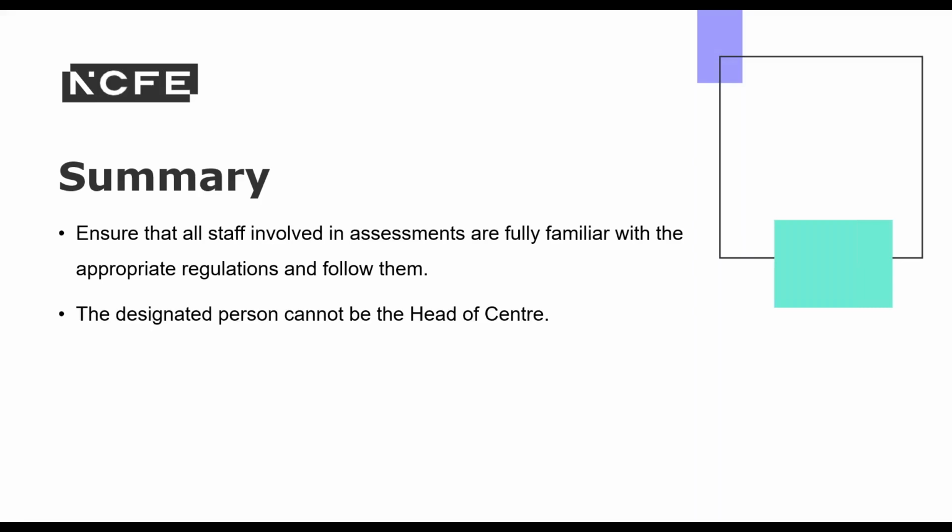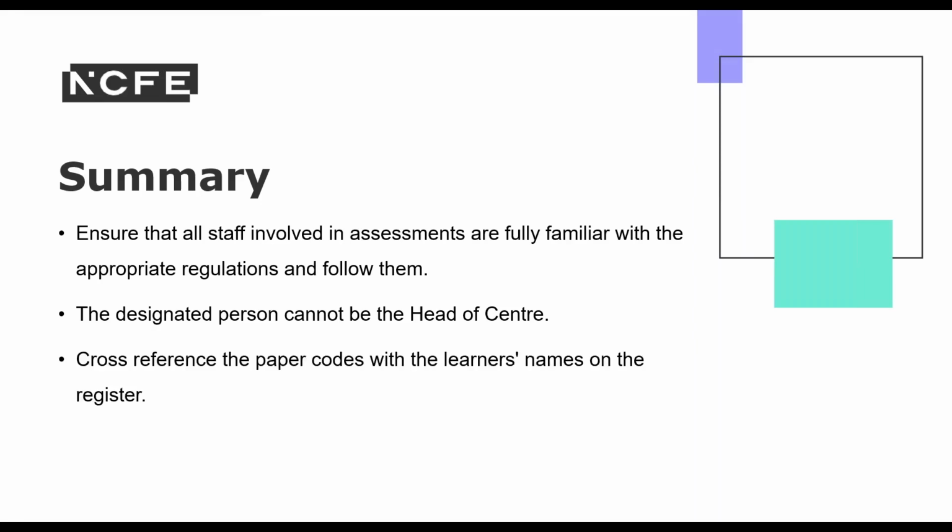This one here, the designated person cannot be the head of centre. And it's interesting that this is the one that the majority of people who were in this session gave the incorrect response to. So the designated person cannot be the head of centre. Do cross-reference the paper codes with the learners' names on the register. And as somebody's pointed out, the learner names are now put onto the papers. So make sure you check, particularly the invigilator.